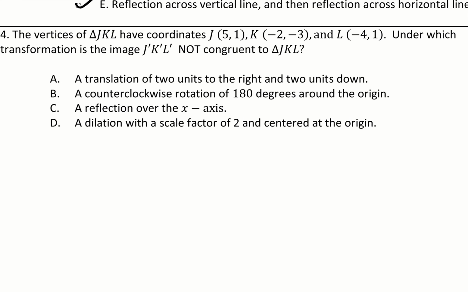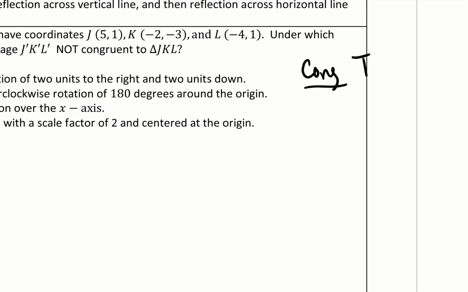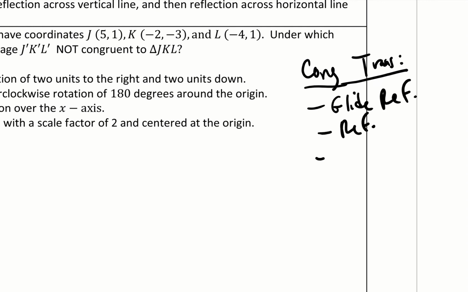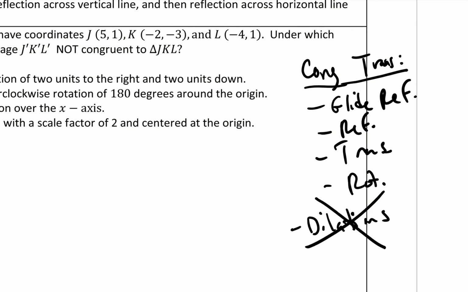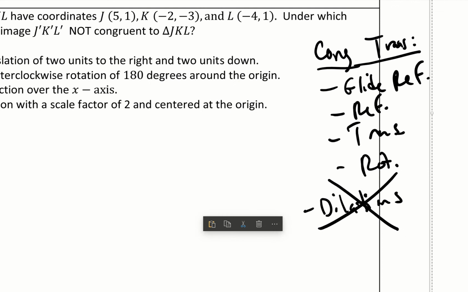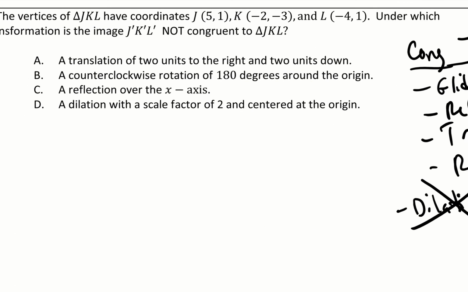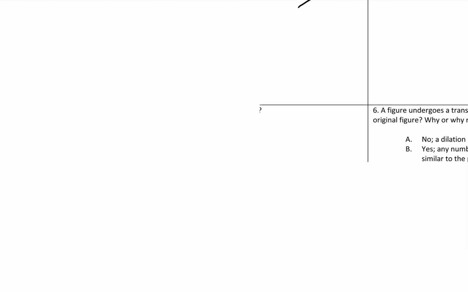Under which transformation is the image not congruent? That means if it's not congruent, you have not used a congruence transformation. Here are some of the congruence transformations: glide reflections, regular reflections, translations. Rotations, those are congruence transformations. Dilations are not a congruence transformation because they stretch the figure or compress it. Okay, so let's see. If it's a dilation, automatically no. Translation is a congruence transformation, so it cannot be that because it has to be not congruent. Counterclockwise rotation, that's a congruence transformation, so it cannot be that. Reflection, no. Dilation, yes. That is not going to be congruent if you stretch it. And there you go. That's the concept there.